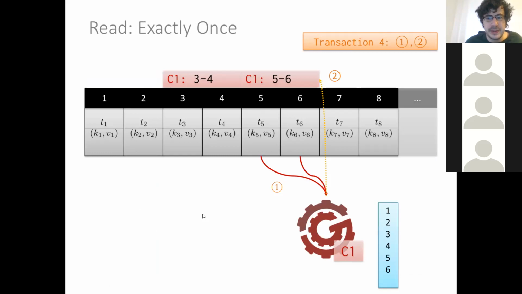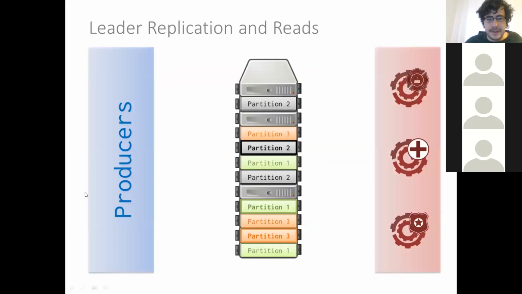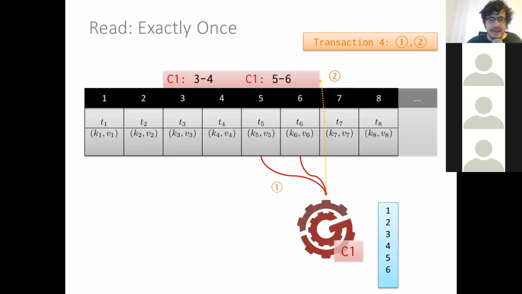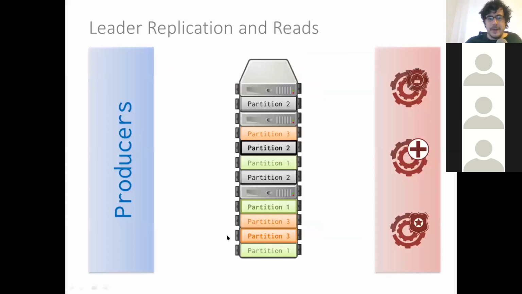Other questions? Okay. So why do we have these different guarantees? Again, the idea is that we have different trade-offs: stronger guarantees are less efficient, weaker guarantees are more efficient. The weakest guarantee being at most once, and the strongest guarantee being this exactly once.